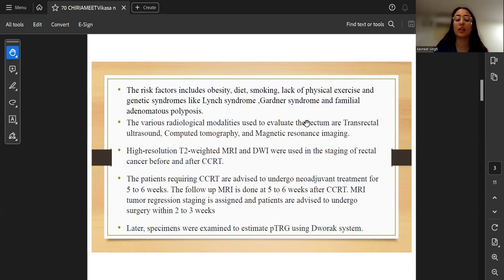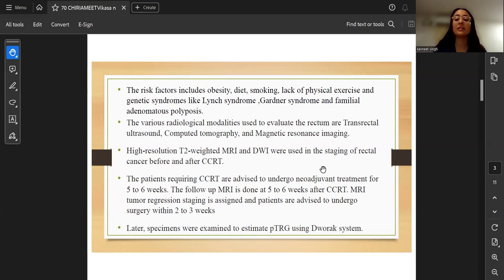The various radiological modalities that we use to evaluate the rectum are transrectal ultrasound, CT, and MR imaging. High-resolution T2-weighted MR and diffusion-weighted imaging are used in the staging of rectal cancer both before and after concurrent chemoradiotherapy. Patients who require chemoradiotherapy are advised to undergo neoadjuvant treatment for 5 to 6 weeks before surgery. The follow-up MRI is done 5 to 6 weeks after the therapy, and then MR tumor regression staging is done, and patients are advised to undergo surgery within 2 to 3 weeks.